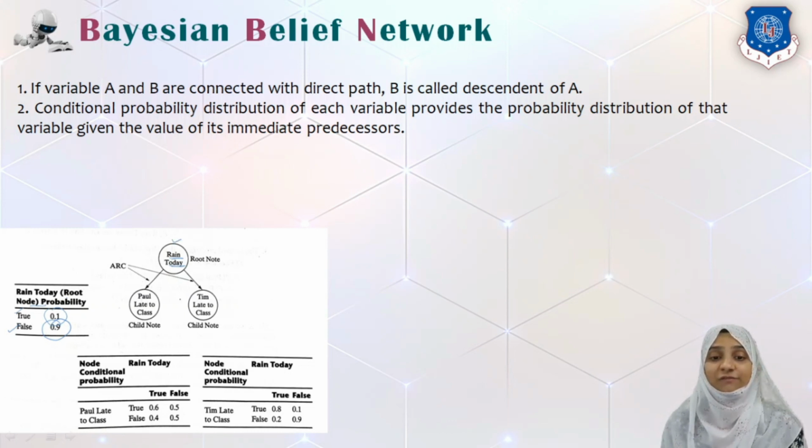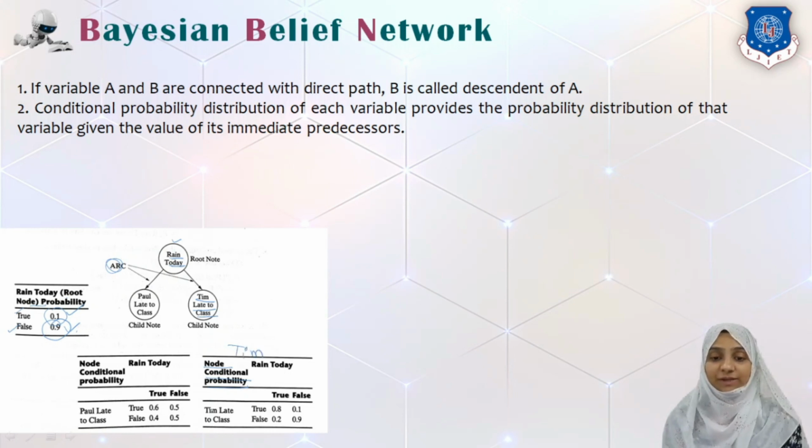Now this is the predecessor for two different nodes, or two different events. This arrowed arc says that Tim is going to be late for class, which is a child node of the root node. Tim being late for class has a predecessor, rain happening today or not. So there are two outcomes of the predecessor event, true and false. Whenever we make a probability distribution table of Tim late to class, we must consider these two outcomes of its predecessor. So this is the node's conditional probability for Tim.